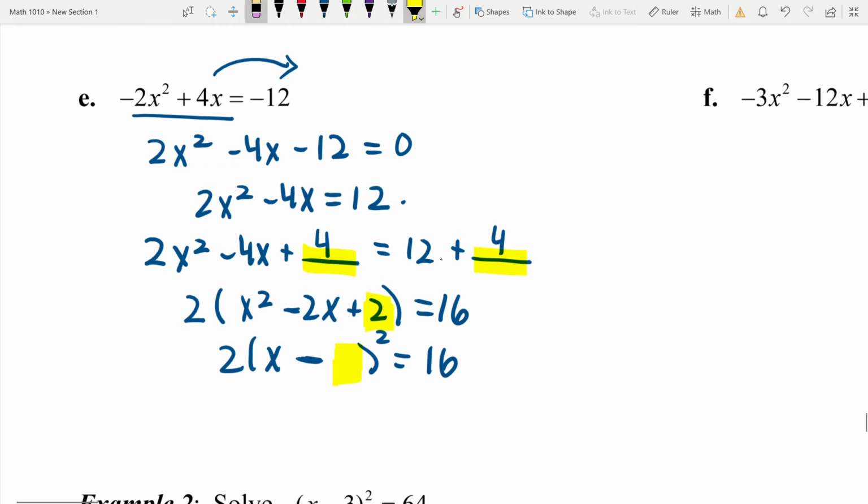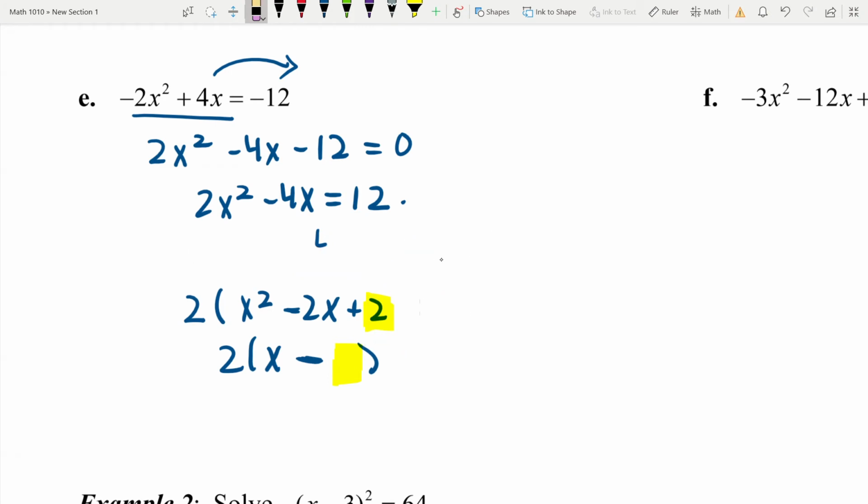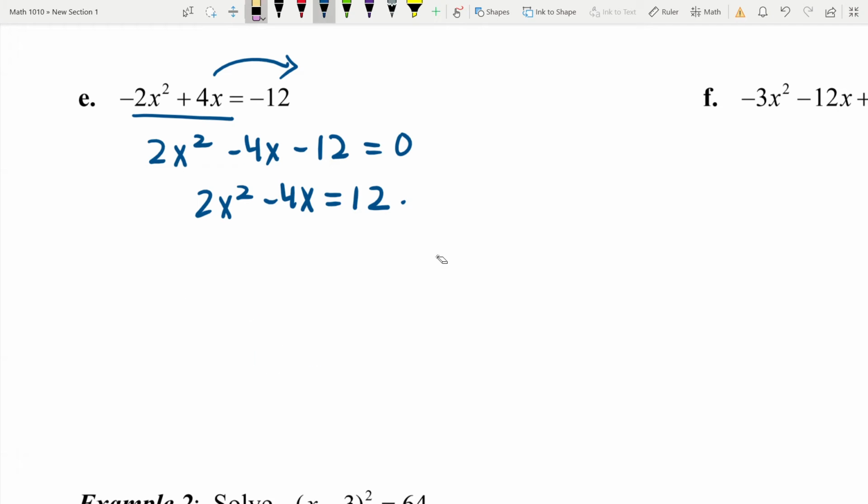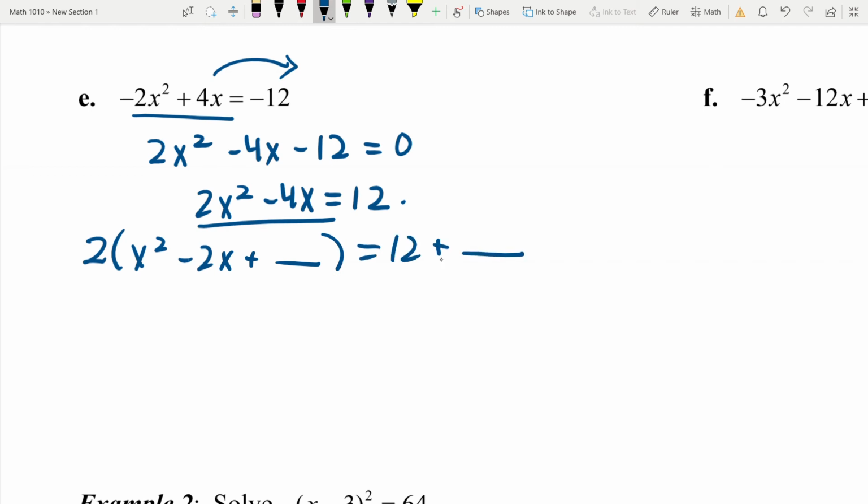Okay, now watch me do it correctly. So I'm going to get rid of this. So first you take out the 2 and then you complete the square. So look, take out a 2 and I'm left with x to the second minus 2x plus blank equals 12 plus blank. 2 divided by 2 is a 1. 1 to the second is a 1. I have to balance it with a 2.